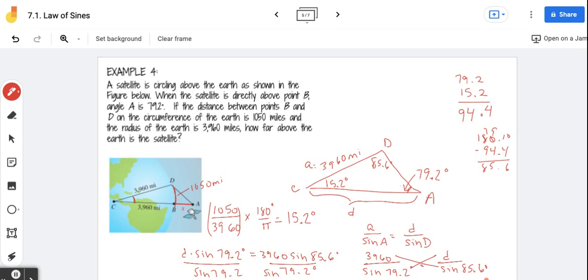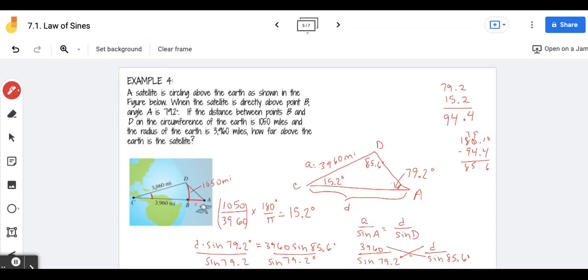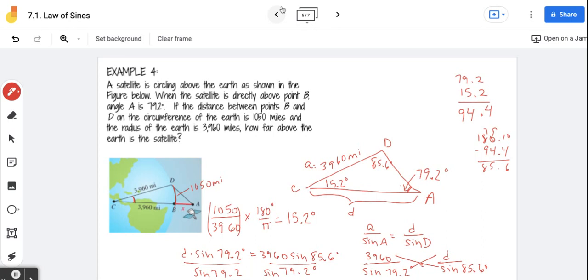All right, so 3,960 sine of 85.6 divided by sine of 79.2. And that is 4,019.5 miles.